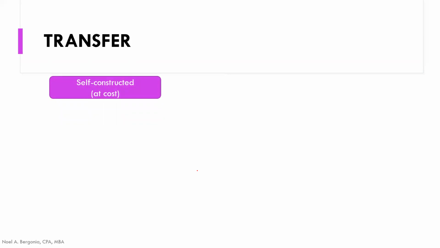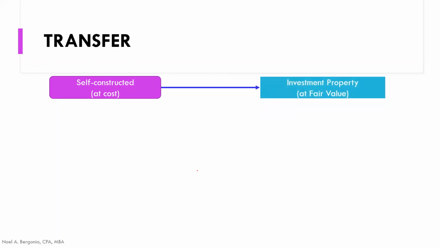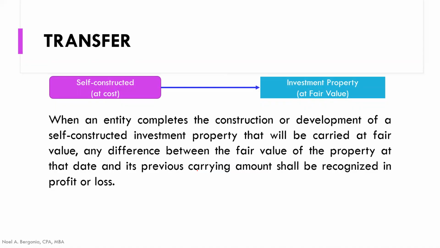So 'di ba pag kinonstruct natin yung property, and then it will be classified as investment property at fair value. So when an entity completes the construction or development of a self-constructed investment property, pwede po silang gumawa ng building and then ipaparentahan nila yung building na yon. Now, the value of our investment property should be at fair value. At fair value kasi fair value model siya, then any difference between the fair value of the property and the previous carrying amount of the self-constructed will be charged as profit or loss.